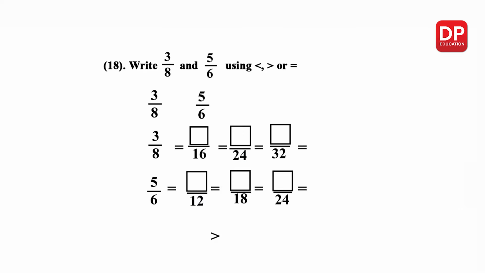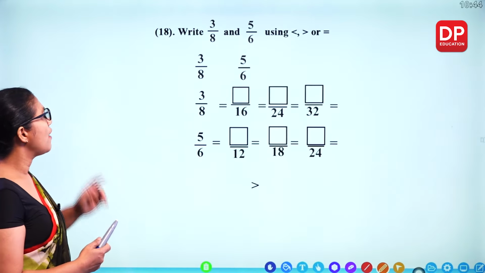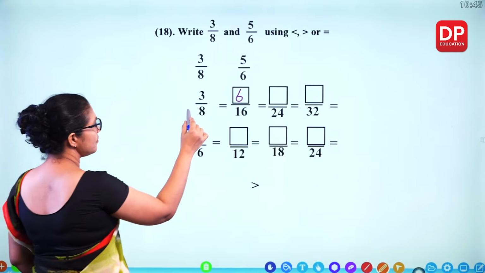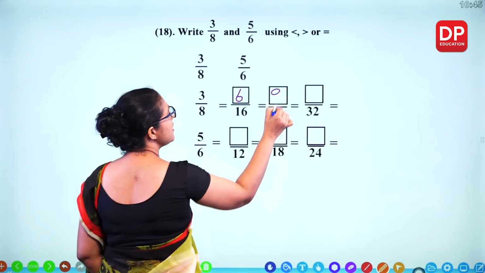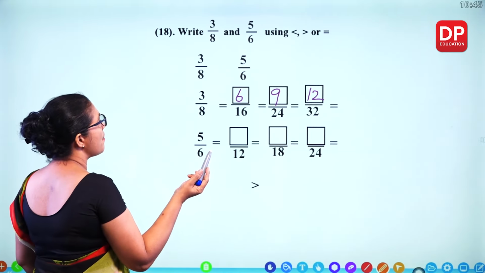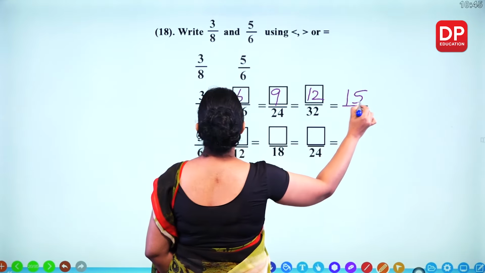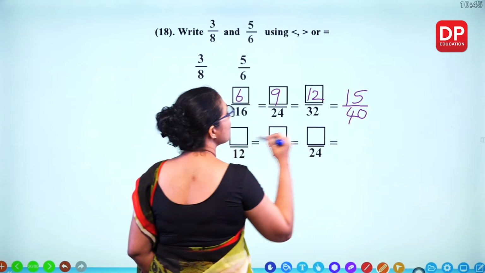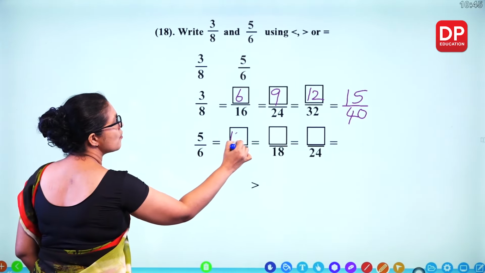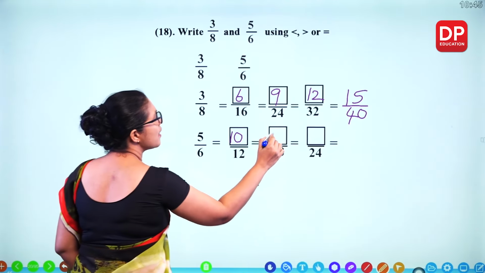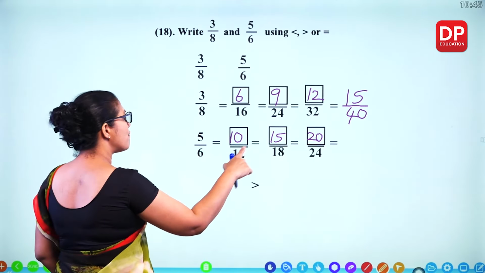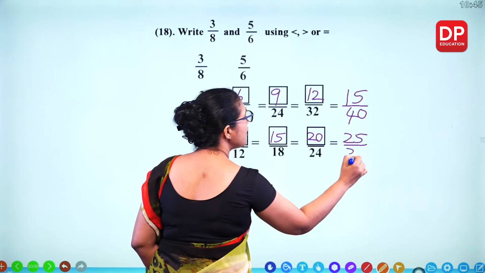Now, this one, different denominators. So, what do we do? We find the equivalent fractions. Multiply by 2, you get 6 over 16. Multiply by 3, 3 times 3, 9. Multiply by 4, you get 12. Multiply by 5, 15 over 40. We'll do the other fraction. Multiply by 2, you get 10 over 12. Multiply by 3, you get 15 over 18. Multiply by 4, you get 20. Multiply by 5, you get 25 over 30.